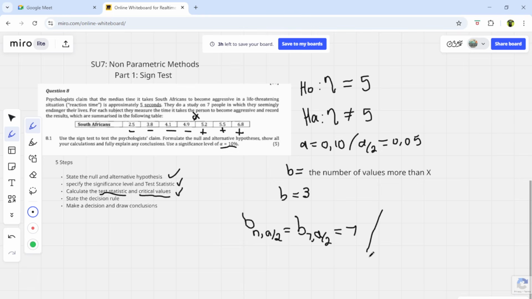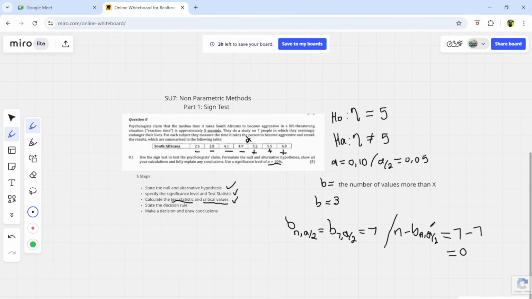The second critical value is going to be n minus b of n and alpha over 2. Now this one is going to be equal to n, which is 7, minus b of n and alpha over 2. We already found it here. B of n and alpha over 2 is equal to 7. So it's going to be 7 minus 7, and that is equal to 0. Now these are our critical values.